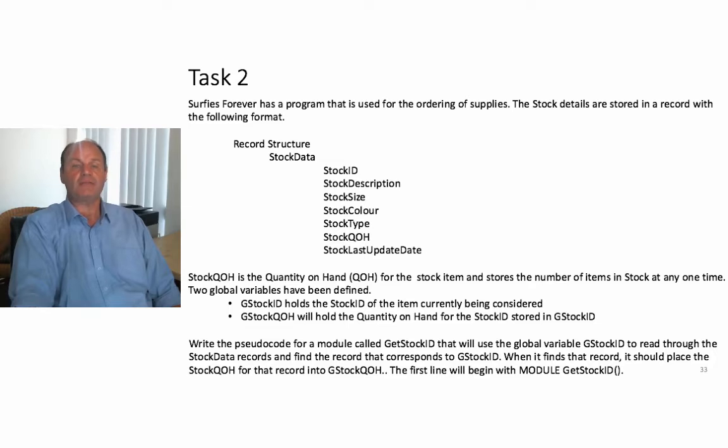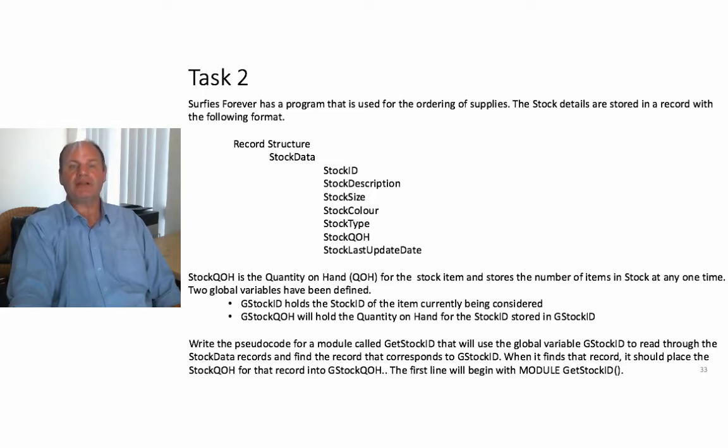For each item in the stock data record, the field stock QOH, quantity on hand, will store how many there are of a particular item. So, let's say for example an item is socks. The stock QOH could show that there are 50 items currently in store, which are the socks.